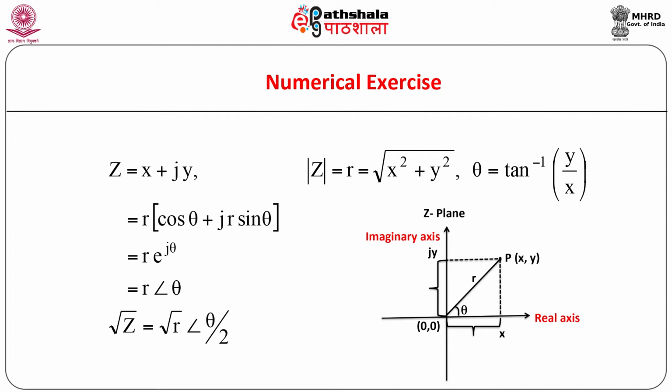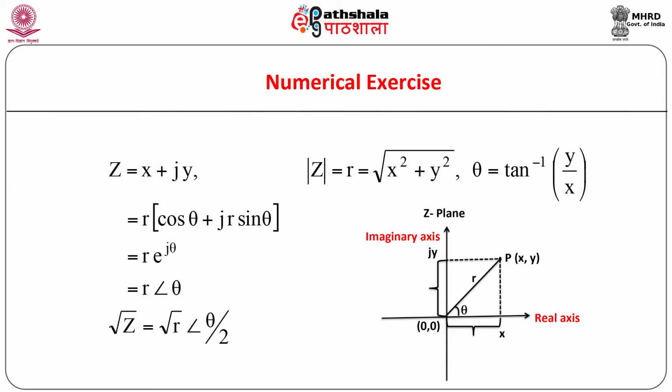This is known as the Cartesian representation of complex number z. Now, using Euler's identity, e raised to j theta is equal to cos theta plus j sin theta, we have the exponential representation of z as z is equal to r into e raised to j theta.